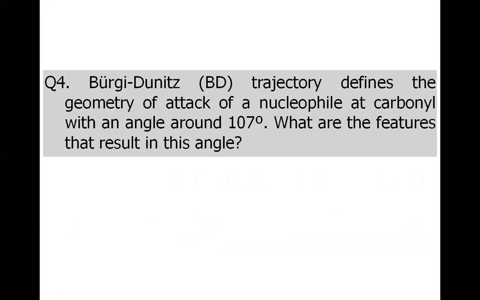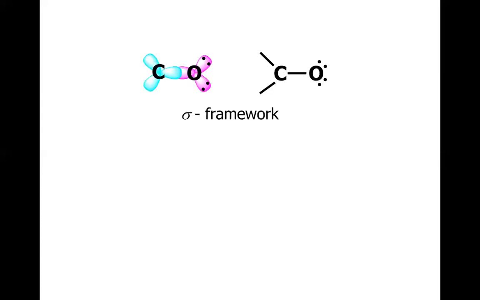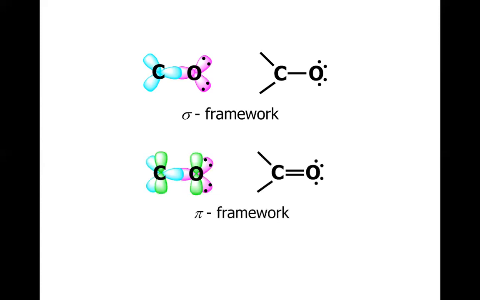For the fourth question, it says the Burgi-Dunitz trajectory defines the geometry of attack of a nucleophile at carbonyl with an angle of around 107 degrees. So what are the features that result in this angle? Basically, the question was about this particular angle. How did they get this particular angle for the trajectory of the nucleophile? Before discussing the trajectory, we have to consider the pi framework and the sigma framework of the carbonyl. We already know that for the carbonyl, the carbon and oxygen have the sigma bond, which is called the sigma framework. After the sigma framework, we have the pi framework.